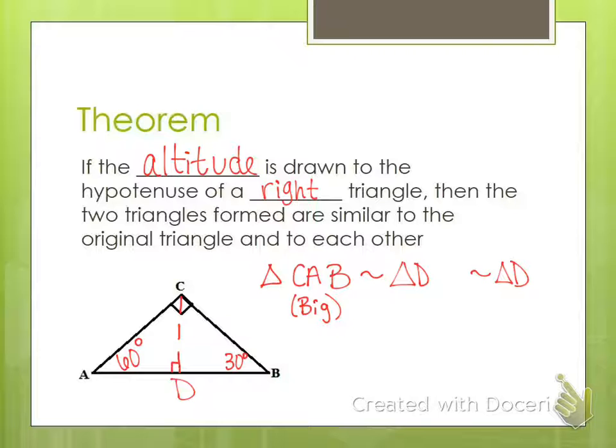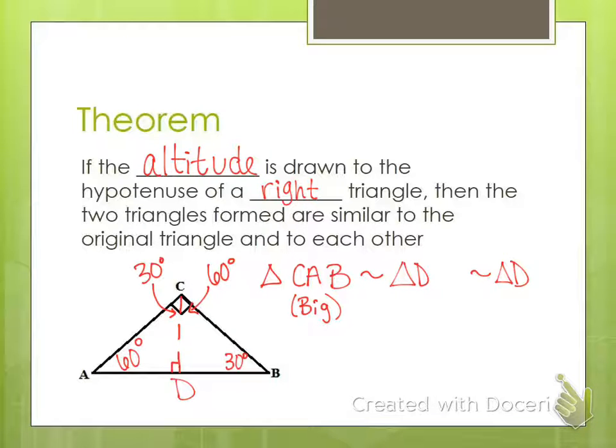Are we all okay with that? Yes. So now let's look at our little triangles. If we focus just on the little triangle on the left side, what is the angle up here at the top going to have to be? 30. Thank you. Which makes this other little angle 60. Thank you.